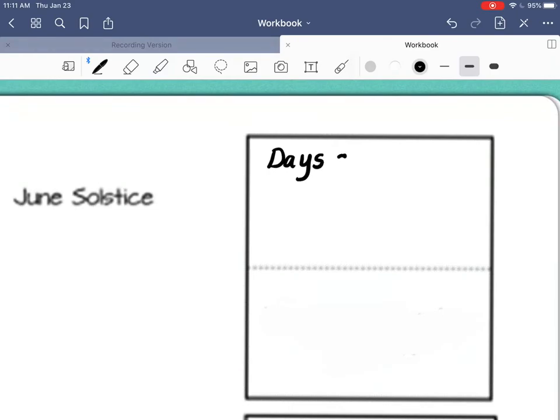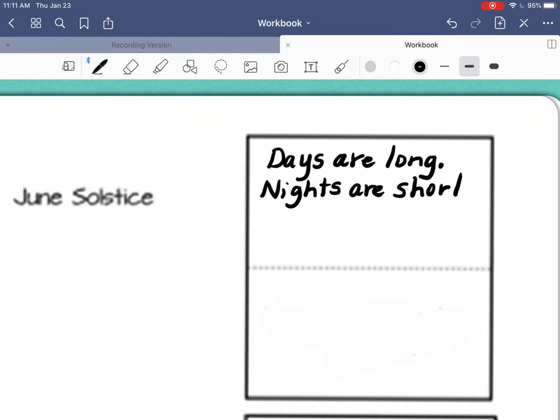Days are long. So what does that mean about nights? Nights are short. And if you think about in the summertime, we have a lot more daylight time. So that's what this is talking about.